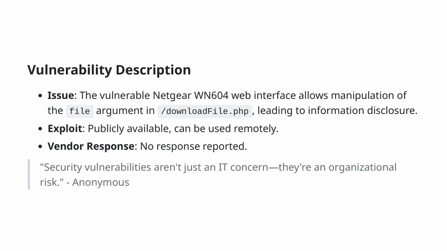In this slide, we delve deeper into the vulnerability description. The issue at hand is found in the Netgear WN604 web interface. This interface allows for the manipulation of the file argument in the endpoint downloadfile.php. This manipulation leads to information disclosure where sensitive data can be accessed. This vulnerability can be exploited remotely, and the exploit is already publicly available. This means that anyone with knowledge of this exploit could potentially use it to gain unauthorized access to sensitive information.